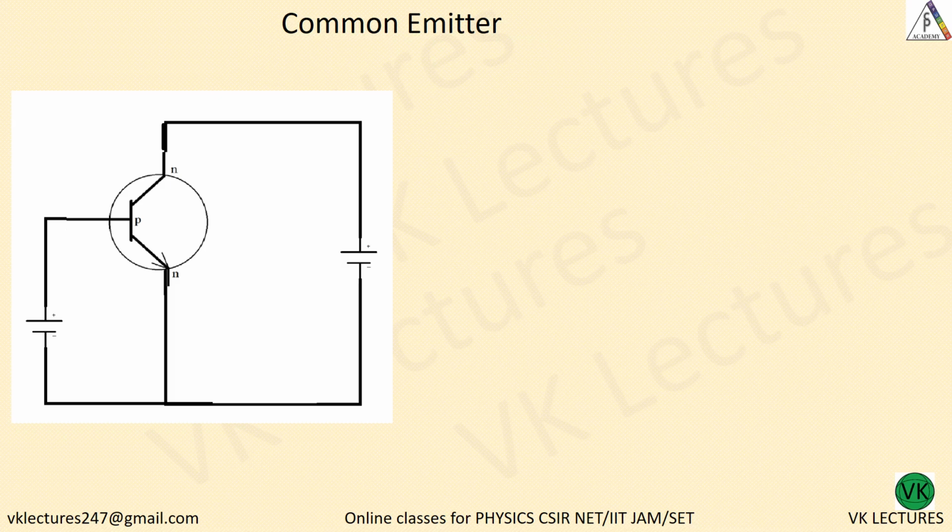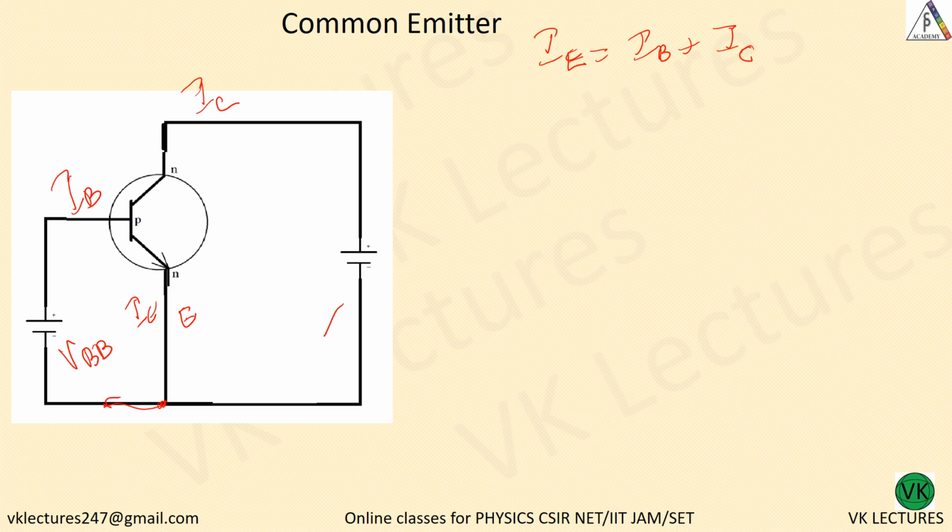So this is IE, this is IB, this is IC. IE is equal to IB plus IC. Now since it is base, we can write VBB. And emitter is common. Emitter is common to both input and output. And this particular value is VCC.